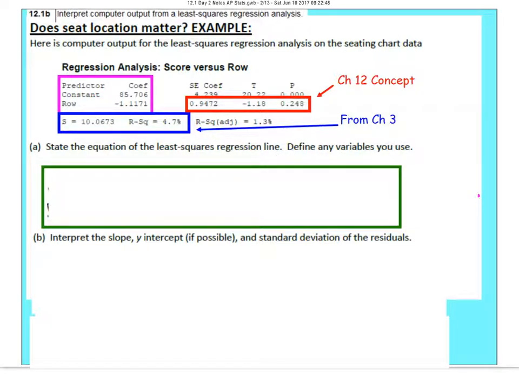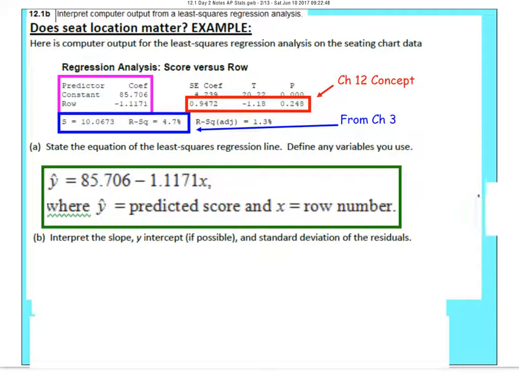Remember from Chapter 3, this gave us the least squares regression line. So the constant is our y-intercept. The value or the word that's listed is our slope element. So this is the slope for our explanatory variable. So on this, the least squares regression line that I have, if I use x and y, I would say that y hat is our y-intercept and then our slope times x. Let's define the y hat as the predicted score and x is the row that you sit in.